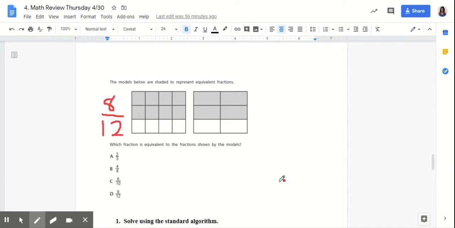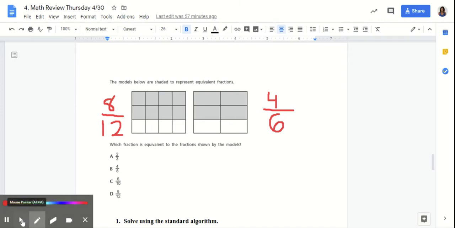Okay. What about the second one? How many pieces are shaded? 4. So I know there are 4 pieces shaded out of how many? 6. Okay. So, with that being said, since there are these fractions shaded, we're looking for more equivalent fractions to model what's going on above.